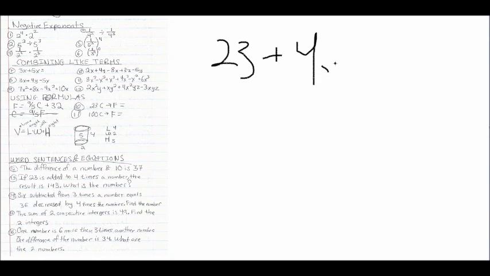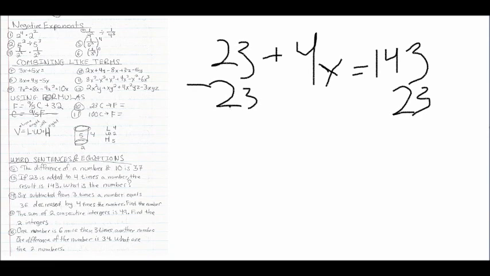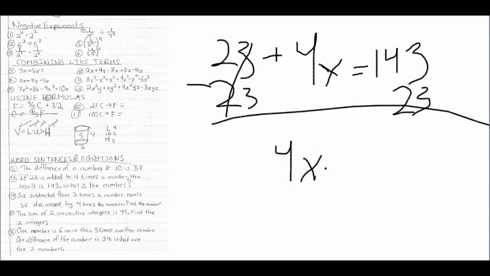All right. There's a little bit of everything in here. Now let's look at number 15. If 23 is added to 4 times a number, 4x, the result, or the answer, is 143. All right, so there we go. So that's easy. We subtract 23 from both sides.